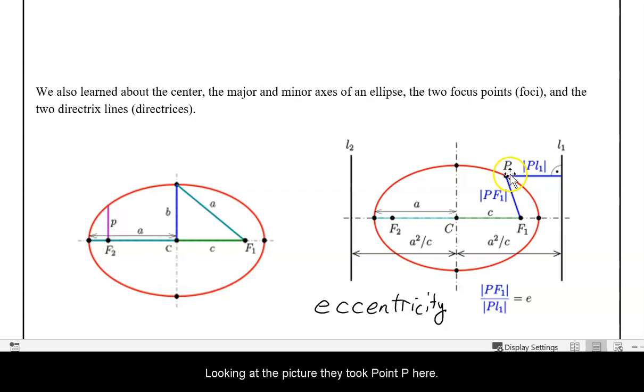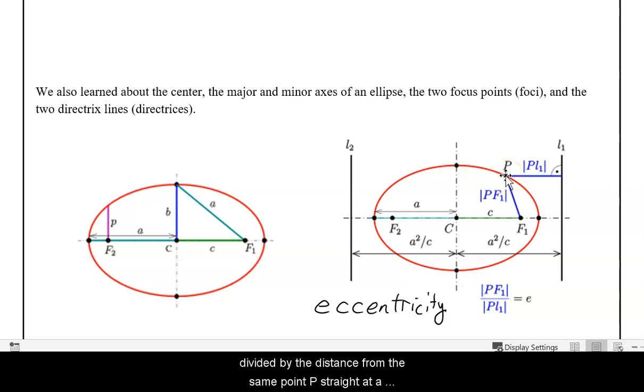Looking at the picture, they took point P here. The closest focal point is at F1. They take the distance between P and F1 and divide by the distance from the same point P straight at a right angle to the closest directrix line, which is L1.